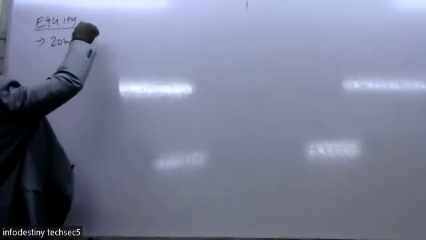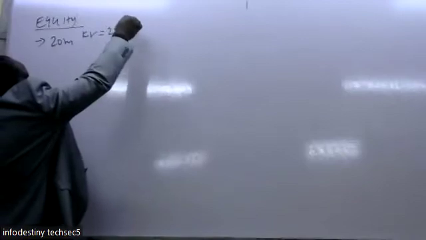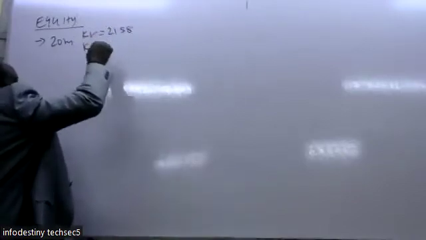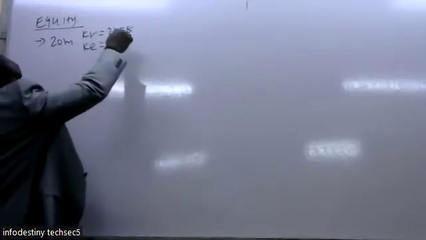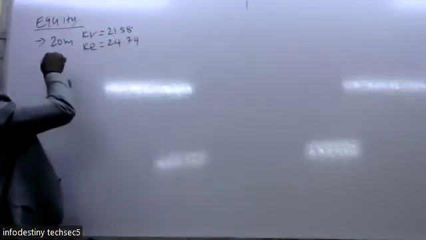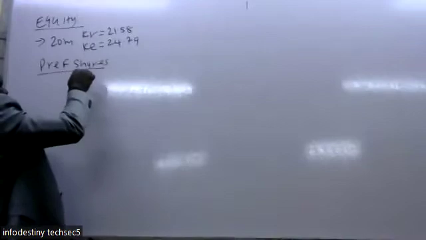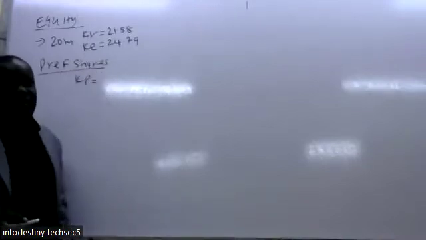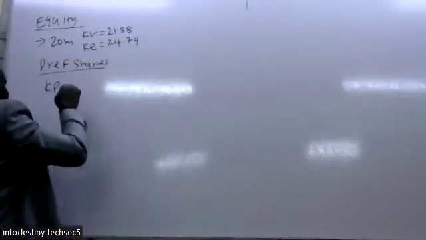Then remind me, KR was which percent? 21.58. How about KP? 24.79. We also did something on the preference shares. The preference share had no breakpoint, but we calculated KP. That KP was which figure?